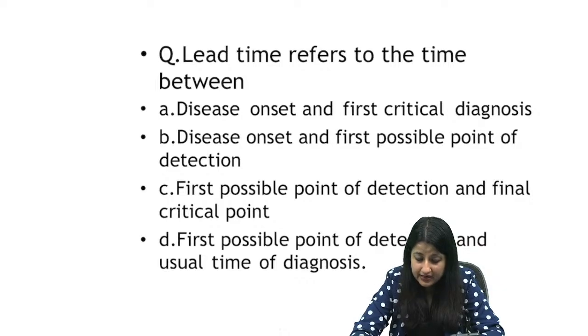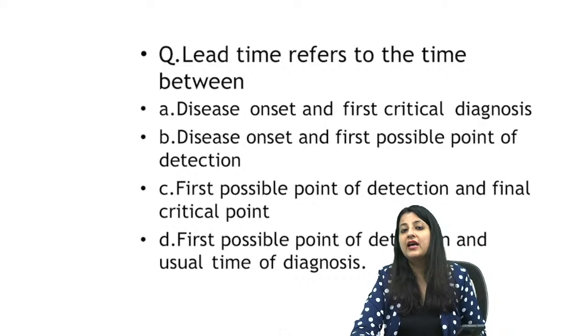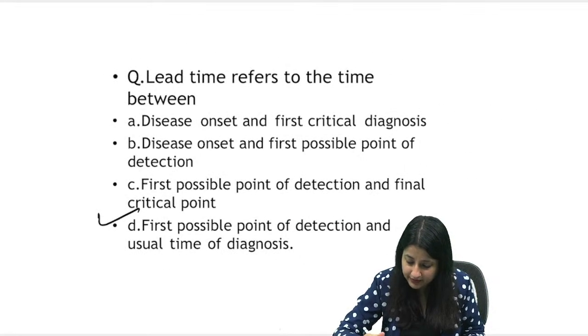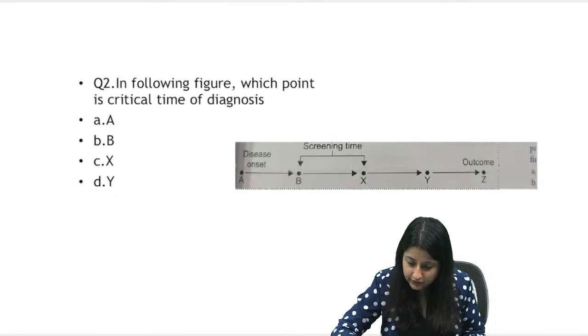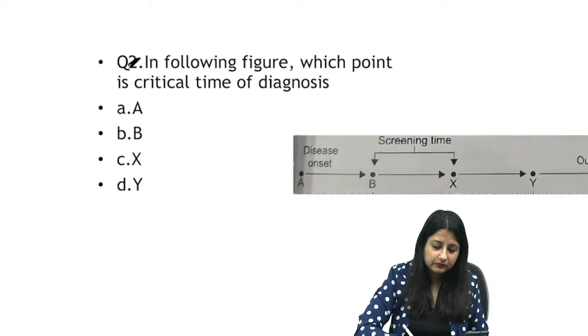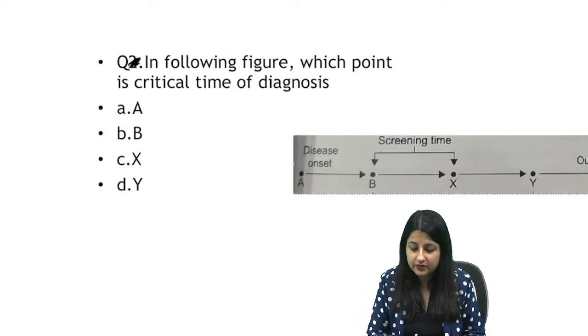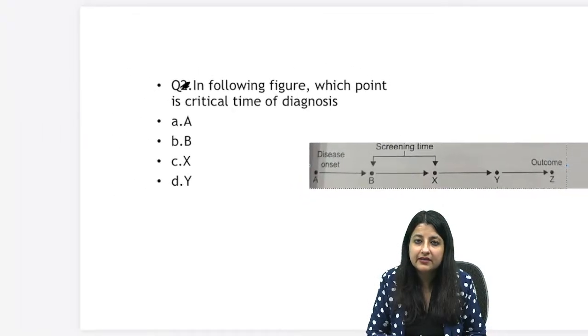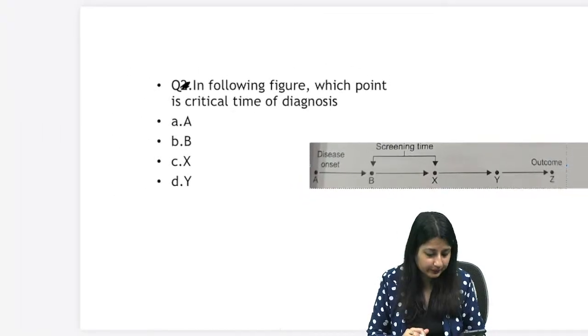No, not B, not A. First possible point of diagnosis and usual time of diagnosis. Very good. So I'll show you the image also for this so that we can do it together. What is the answer to this? What is the critical point of diagnosis in this image?